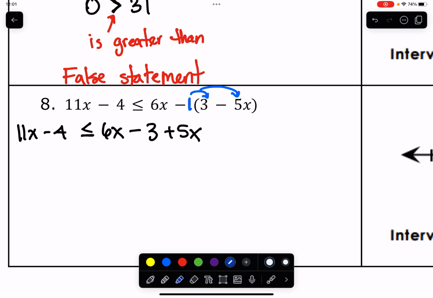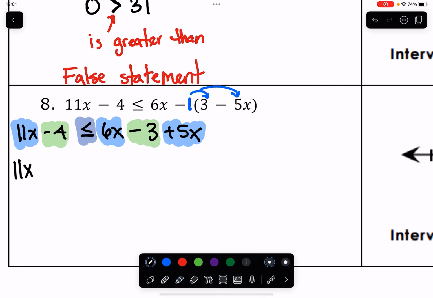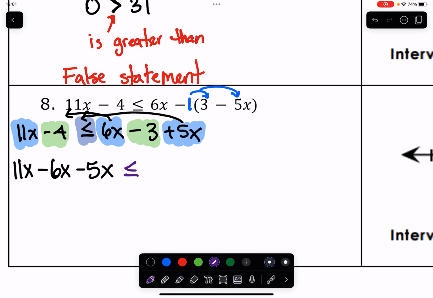And we put again our variables on the left side and our constants on the right side of this inequality. So we have 11x. This is going to move to the left side, making it minus 6x. And this is also going to move to the left side, making it 5x, less than or equal to. The negative 3x is already on the right side of the inequality, so that's going to stay the same. But we need to move the 4 to the opposite side, making it plus 4.